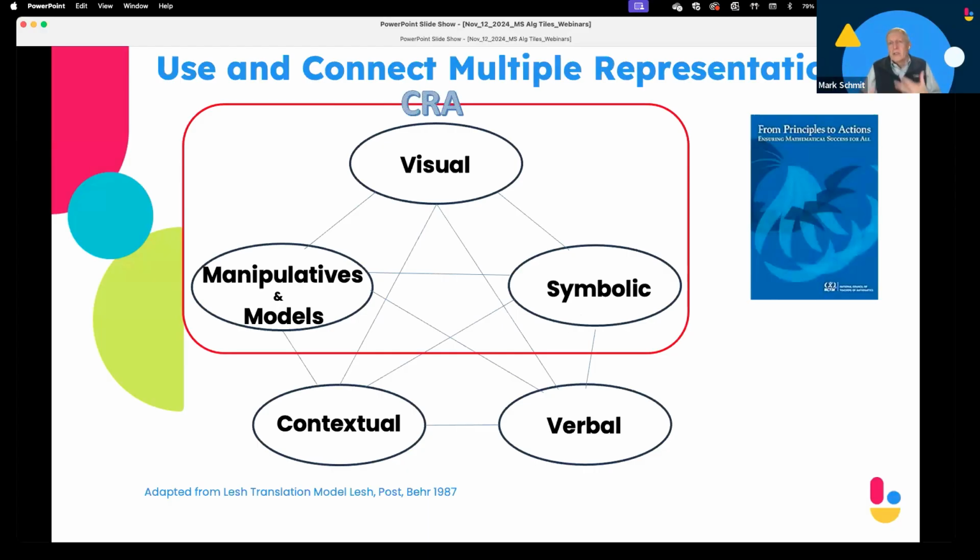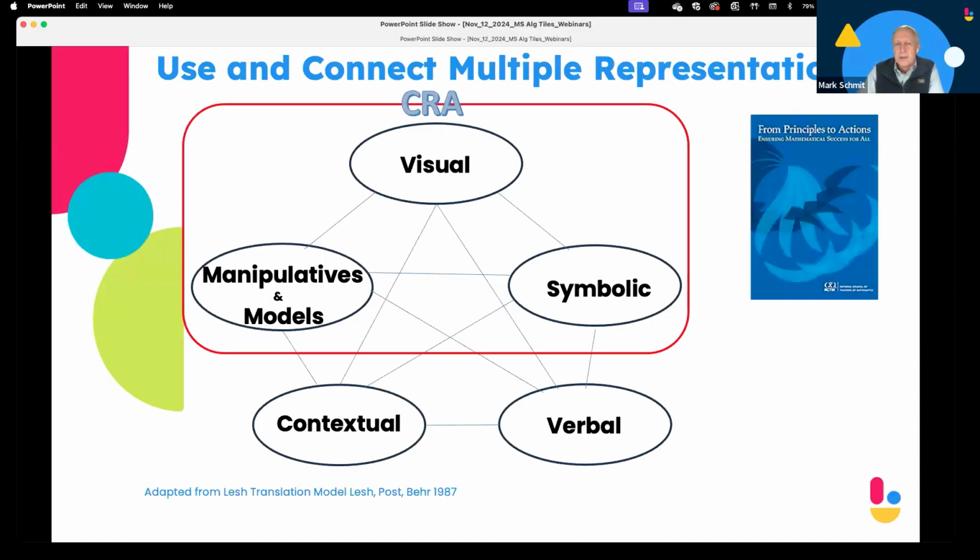I kind of look at it as, well, this is how we do math, right? We see it, we build it, we use the symbols, we talk, we describe it, we have a context that makes sense to us, and when we're incorporating all these, that's when the real learning takes place. Like I said, I like to think of this as how we do math. So we'll take a look at some context today.